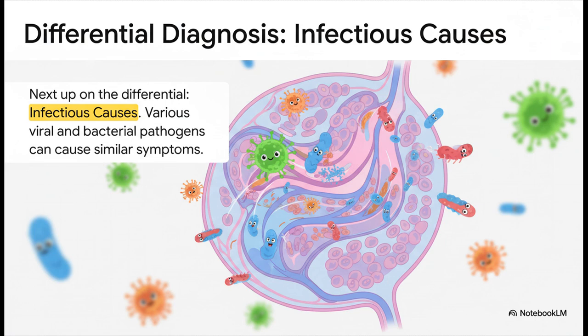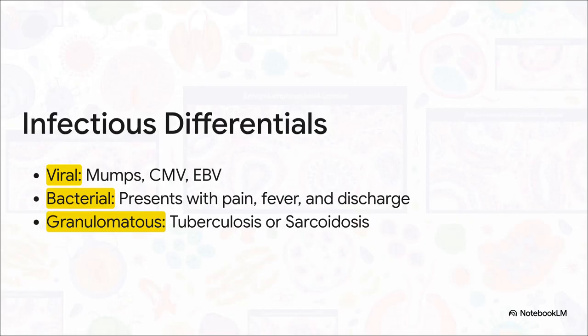Okay, moving on from cancer, we have to think about infections. Plenty of bugs would love to set up shop in the salivary glands. The big giveaway here is usually how acute the whole thing is. A bacterial infection is going to hurt, there's going to be a fever, maybe even some pus. That's a world away from the slow, painless swelling of HIV-SGD. Of course, viral causes like mumps are on the list, and so are granulomatous diseases like TB or sarcoidosis.